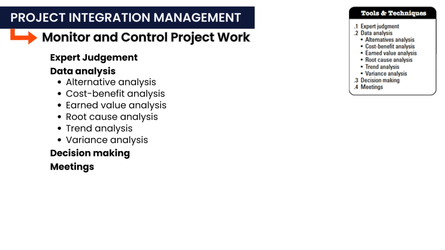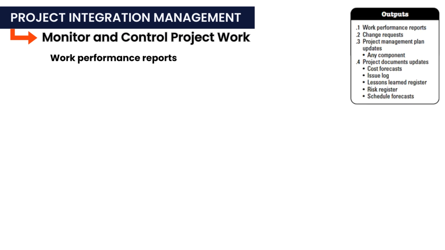The last tool and technique used in this particular process is meetings. Meetings are frequently used throughout the 49 processes and can be held in person or virtually. They often include stakeholders from various areas of the project. Now let's move on and see what are the outputs of this particular process.